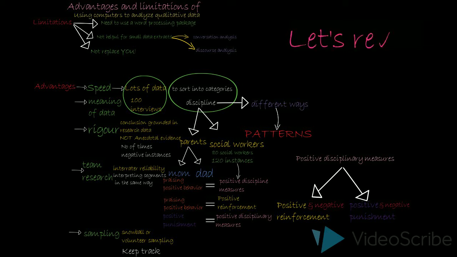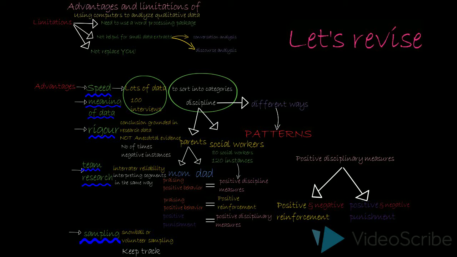So let's revise. Computer-assisted qualitative data analysis software has the advantage of speeding up certain routine tasks, such as sorting and searching through large quantities of qualitative data. This speeding up has the advantage of freeing up time for analytic thought. Also, qualitative data analysis software has the advantage of proving that your research is rigorously done. It helps with inter-rater reliability if you work with a team of researchers, and it helps you to easily keep track of your sample research subjects.